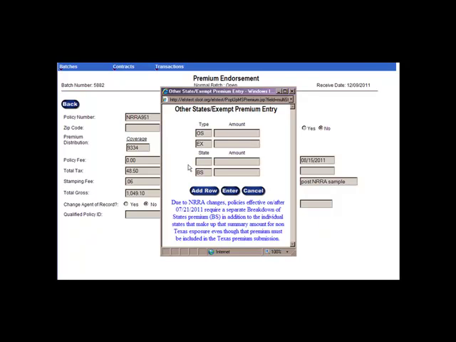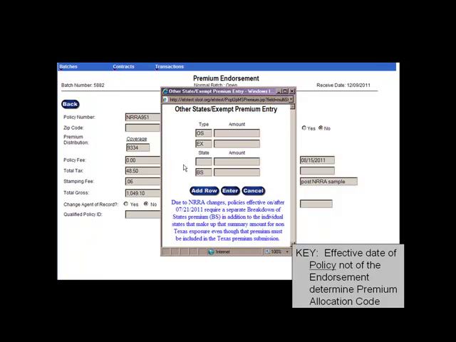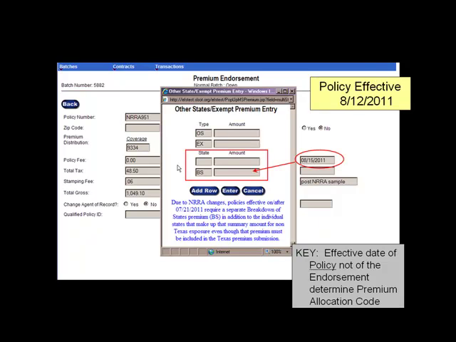If the policy is effective on or after July 21st, 2011, all premium is taxable as Texas, so you would enter the entire endorsement premium with the coverage code, and the premium associated with the non-Texas states as the clarification breakdown of states summary amount and separate individual states amounts. In this example, the original policy is effective on August 12th, 2011. So I'll enter my breakdown of states summary premium and also the individual states that make up that summary.